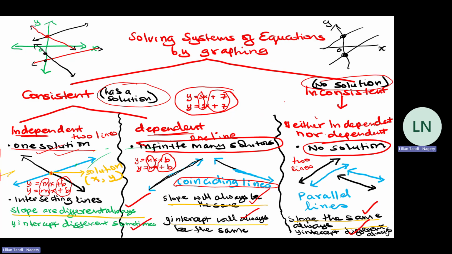So your equation will look like this: y = 5x + 7 and y = 5x + 8. So the slope will be the same, the y-intercept will be different. When the slope is the same and the y-intercept is different, you will always get parallel lines. When you get parallel lines, it means you are inconsistent. It means you have no solution. Okay? And your graph will look like that. Parallel lines. Okay, we move on.